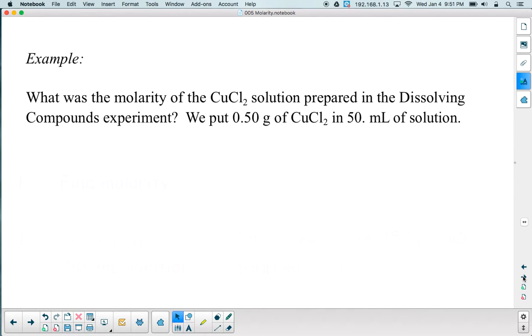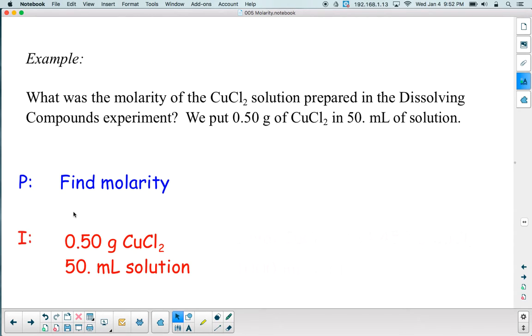We're just going to try some examples here of some problems you can solve using molarity. So for our first one, I want you to remember the dissolving compounds experiment that we did as a class with the light bulb. We made a number of solutions that had 0.5 grams of solute dissolved into 50 milliliters of solution. One of those solutions was the bluish copper chloride solution. I would like to find the molarity that we get for copper(II) chloride when we put 0.50 grams of copper(II) chloride into 50 milliliters of solution.